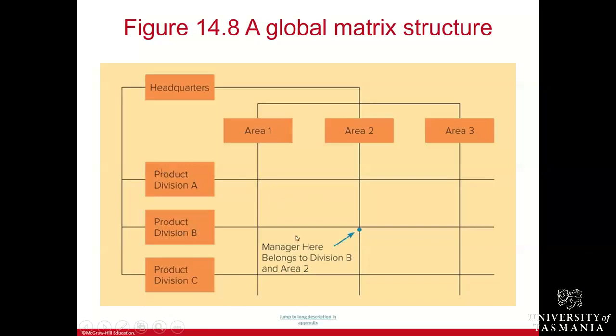And here, whoever the manager is, reports to the area 2 manager, which can be America, like a Latin America manager or American manager, and also this person reports to the product division B manager as well. This might create duplication, and conflict between these two can make it harder for employees or managers to run the business.